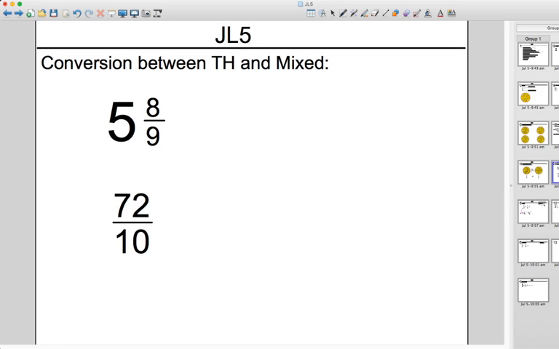So, if we need to go from a mixed fraction to a top heavy fraction, we multiply the 5 and the 9 together, which gives 45, and then we add 8, and we divide by the number on the bottom, which is 9. 45 plus 8 is 53 over 9. Done.